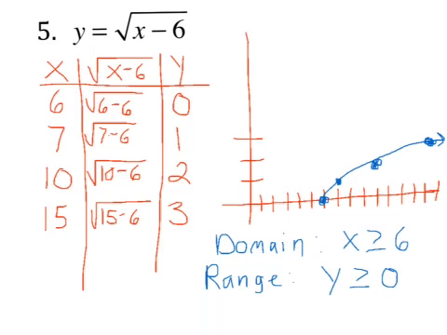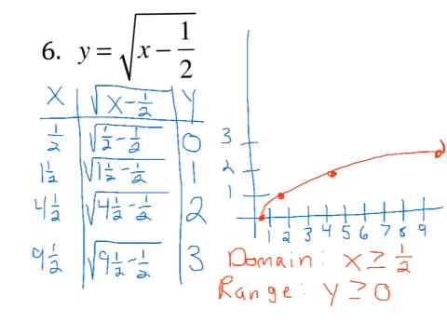This is the correct graph for problem number 5. Notice that the -6 is inside the square root, so we need to be very careful about what values we plug in for x. So we should have plugged in a 6 first, because 6 minus 6 gives us a 0. For the domain, you'll notice that the x's start at 6 and go up from there. So that's why we have x is greater than or equal to 6. And the range, the y starts at 0 and goes up. So y is greater than or equal to 0.